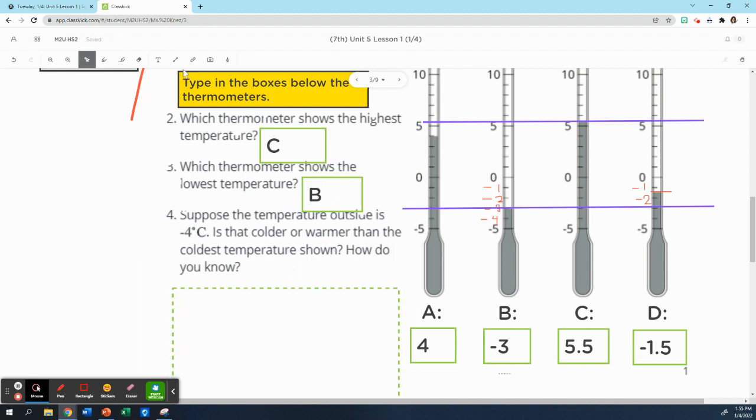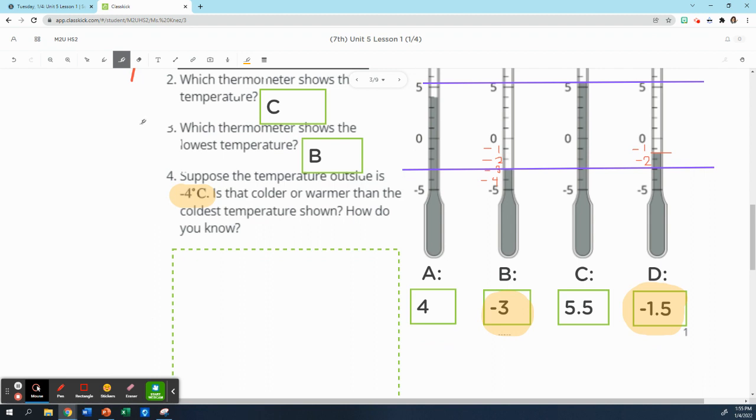Now, notice that you might think that -1.5 is less than -3. But when we're talking about temperature, it is more negative. So -3 is more negative than -1.5, which means it's going to be much colder. And question 4 says, what if the temperature outside is -4 degrees Celsius? Is that colder or warmer than the coldest temperature shown? Well, we know the coldest temperature shown is -3, and -4 is more negative. So is that colder or warmer? If you don't have an answer for 4 yet, go ahead and type it now.